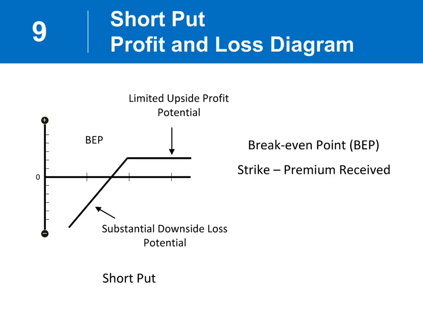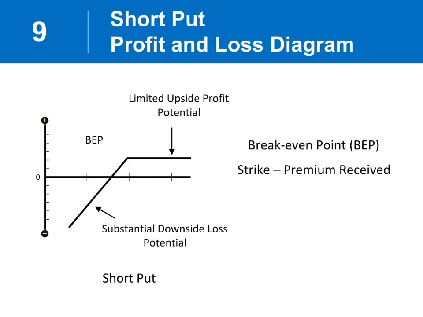Here's a P&L diagram of a short put. We've got substantial downside loss potential. Our solid black line goes down dramatically below that break-even point. And as the previous slide said, it's all the way down to the stock getting to zero. So if you've got a $10 stock and you sell a put for $1, you've got $9 of downside loss potential and $1 of profit.